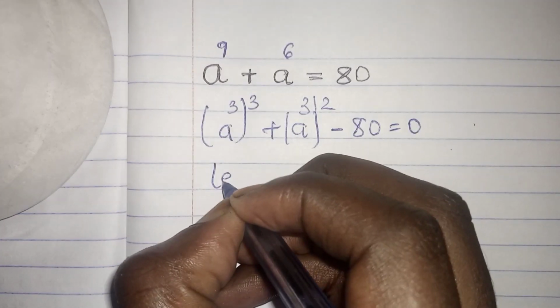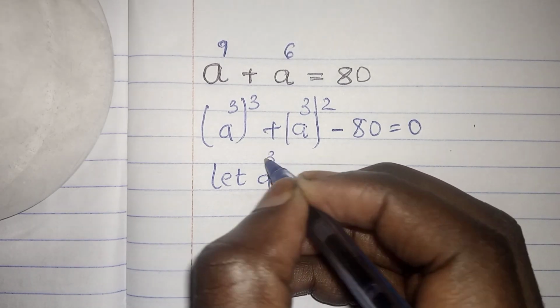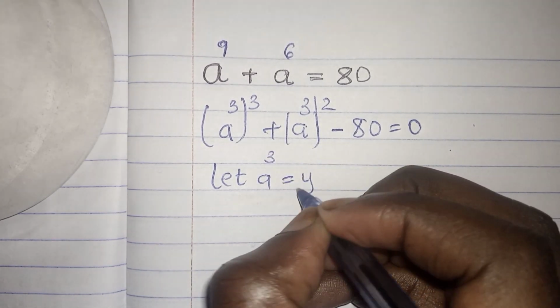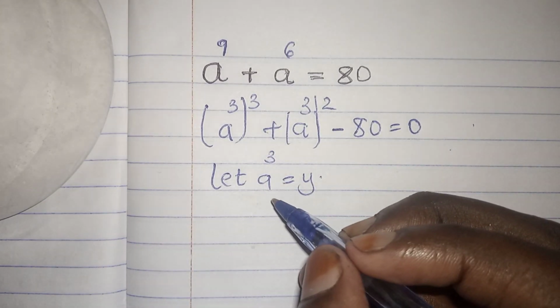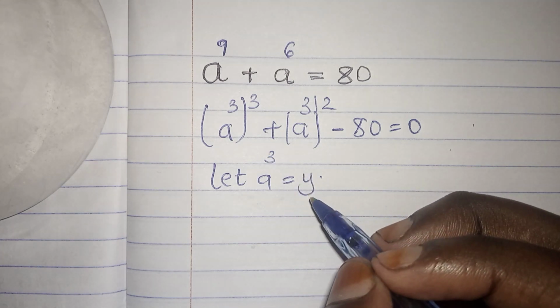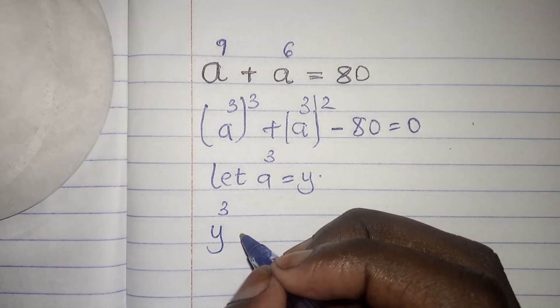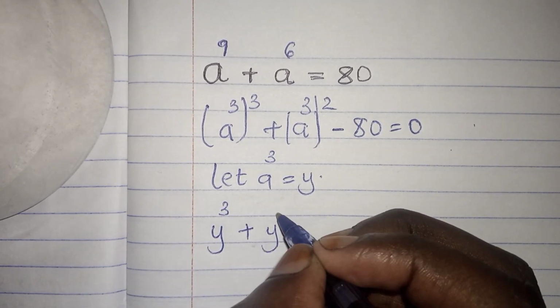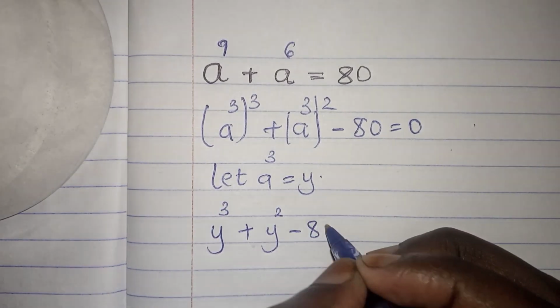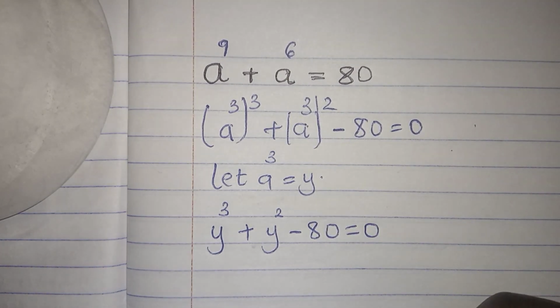So we'll say let a to the power of 3 be y. So we will substitute a to the power of 3 with y. So this will be y cubed plus y squared minus 80 is equal to 0.